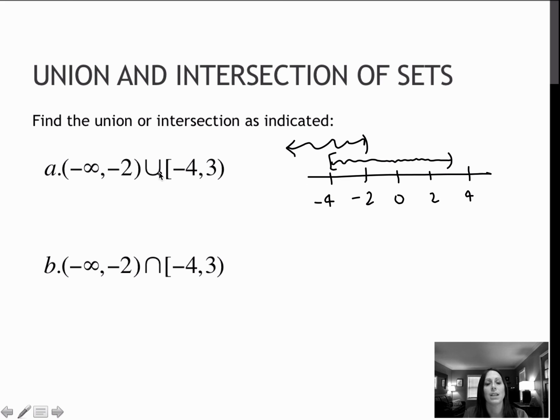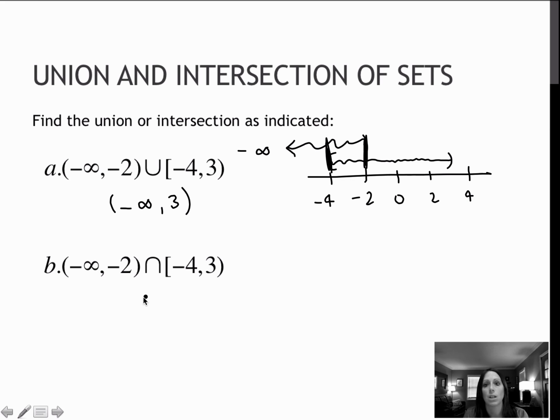So the union is anywhere where either one of them would be shaded. So obviously this goes on to negative infinity. And all the way up, these are now both shaded, but it doesn't matter, all the way up to 3, but not including 3. So my union of sets would be from negative infinity up to 3, but not including 3. My intersection of sets, where they're both shaded, is just from here to here.